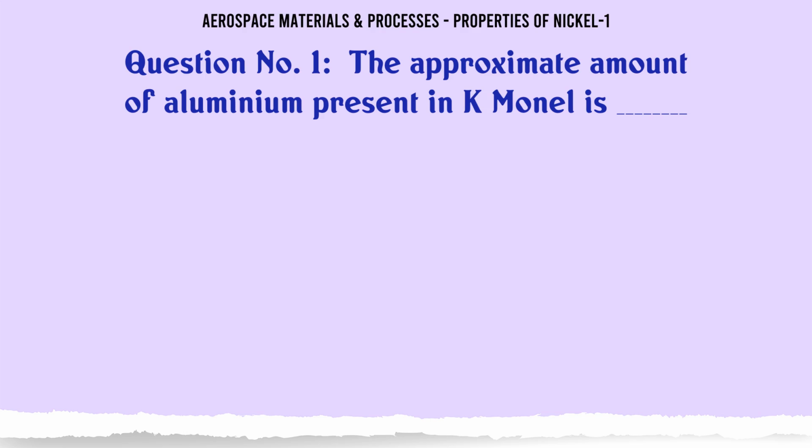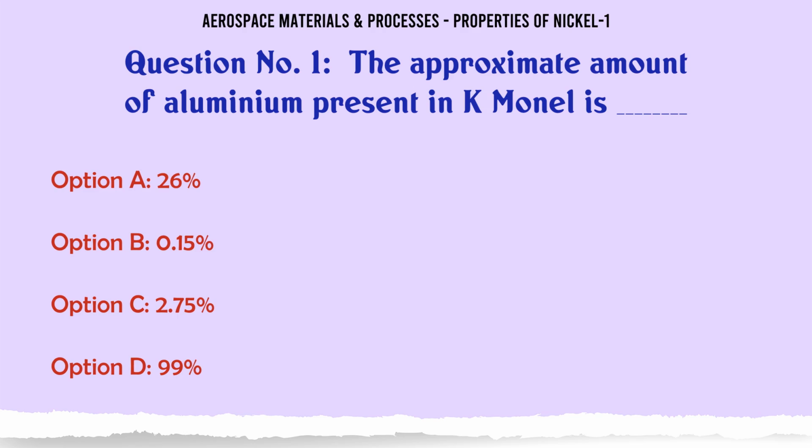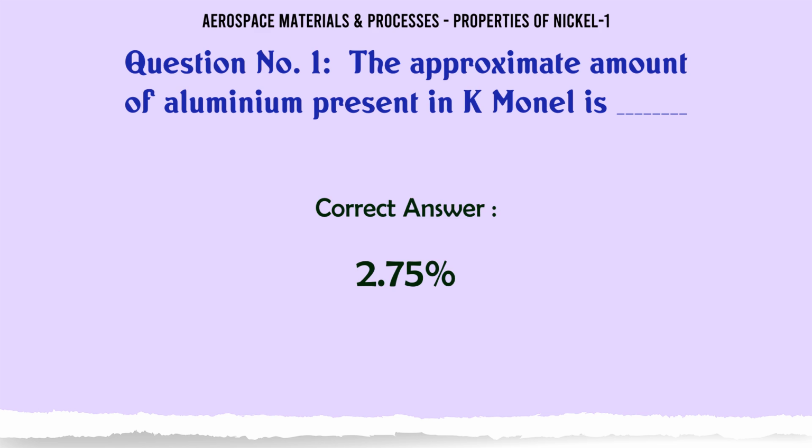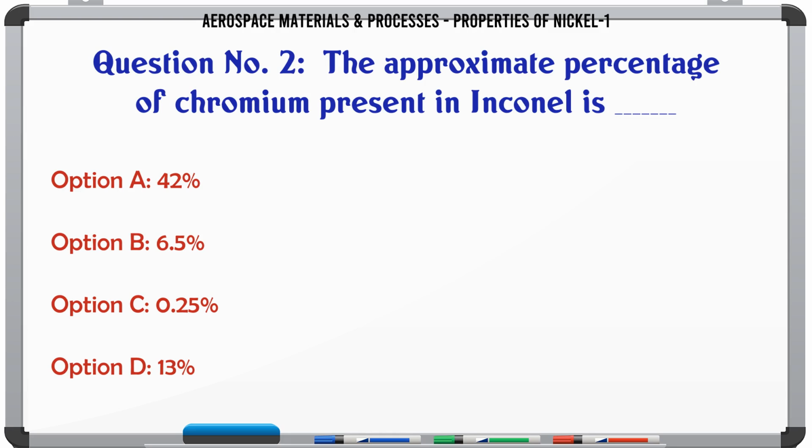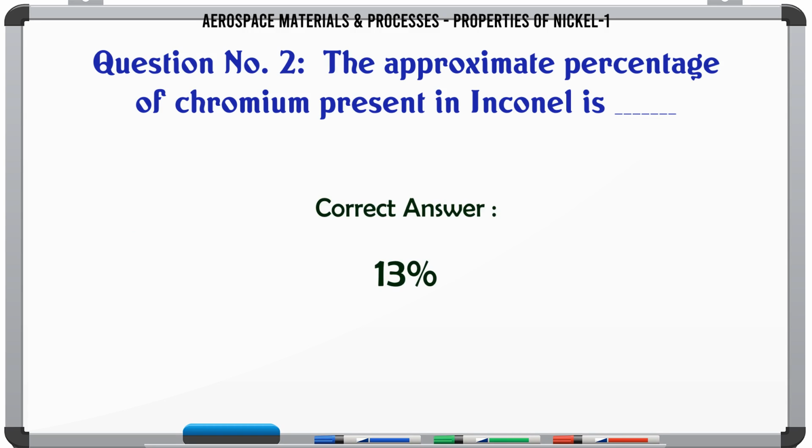The approximate amount of aluminium present in K Monel is: A, 26; B, 0.15; C, 2.75; D, 99. The correct answer is 2.75. The approximate percentage of chromium present in Inconel is: A, 42; B, 6.5; C, 0.25; D, 13. The correct answer is 13.